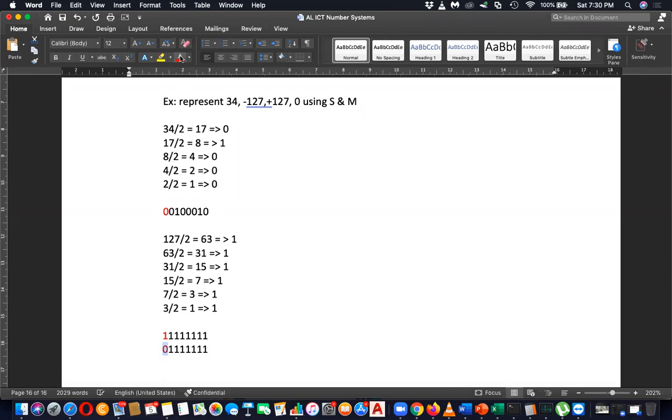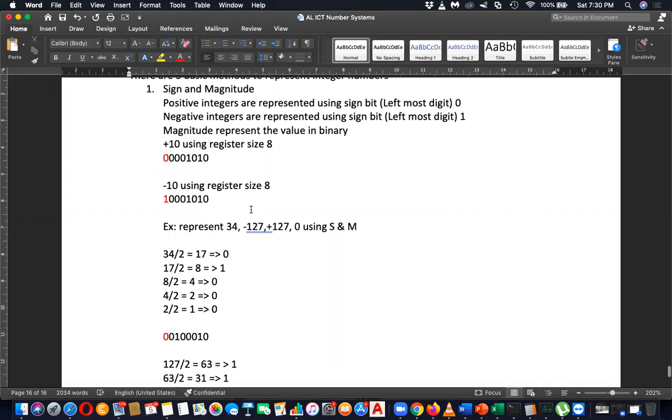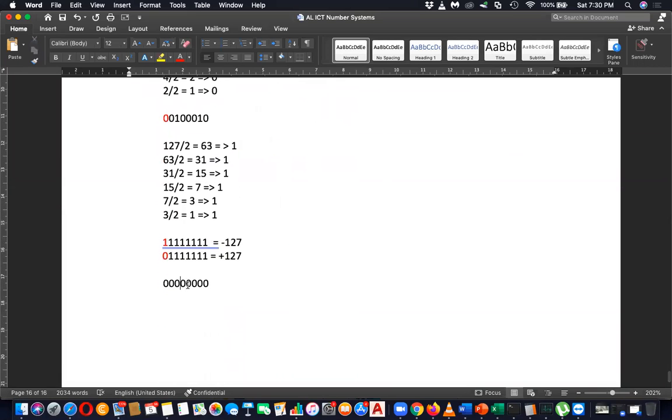So I think it's easy, no? This is very easy. This is minus 127. This is equal to minus 127, and this is equal to plus 127. Okay, the next one is 0. How do you represent 0? So you need 8 bits because that is an 8-bit register, right? Register size 8 means you need 8 bits. 0 will be 0, 0, 0, 0, 0, 0, 0, 0.